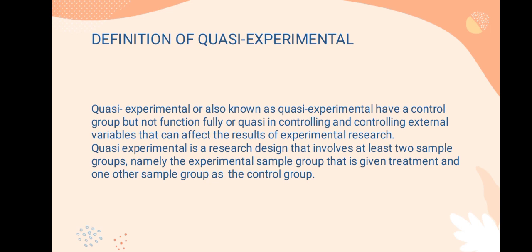Quasi-experimental. The definition of quasi-experimental: quasi-experimental research has a control group, but it does not function fully, because it does not fully control external variables that can affect the results of the research. Quasi-experimental is a research design that involves at least two sample groups, namely the experimental sample group that is given treatment and one other sample group as the control group.